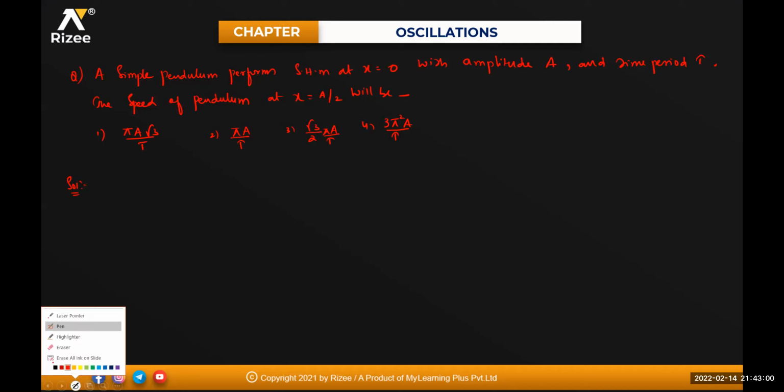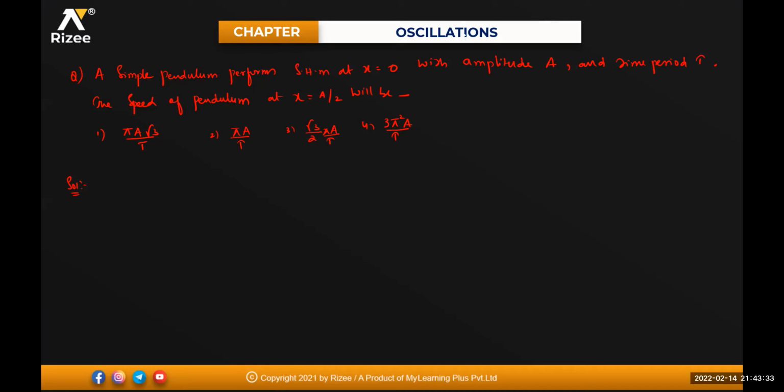So, the simple pendulum performs an SHM at x is equal to 0, beta, with an amplitude A and a time period T. X is equal to 0 means mean position. The speed of the pendulum at x is equal to A by 2 is asked. Anyone? Direct formula again. X is equal to half of the amplitude is asked. Direct formula you can use.